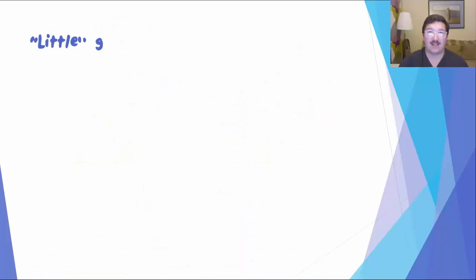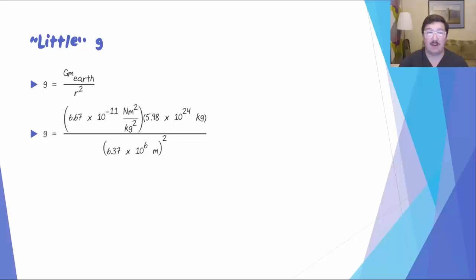This quantity is what we define as little g. Little g is equal to big G, the universal gravitational constant, multiplied by the mass of the Earth, divided by the distance between objects that are near the surface of the Earth and the center of the Earth. This is essentially the radius of the Earth. If we plug in those values, we find that, surprise, surprise, the value of little g is 9.81 meters per second squared, or 9.81 newtons per kilogram.